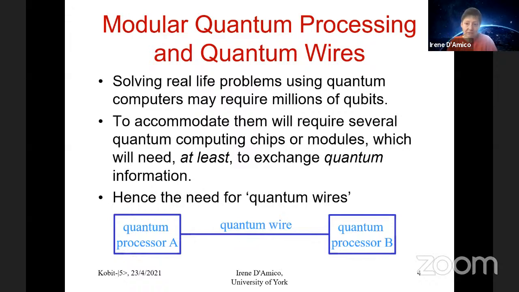It is very similar for a quantum computer. We will need maybe millions of qubits for performing a really groundbreaking quantum computation. This will require very many different chips and modules, and the minimum task we need, for all these modules to act as a single entity, is that they exchange quantum information in a reliable way. So at least we have a quantum wire that is able to connect quantum processor A and quantum processor B.